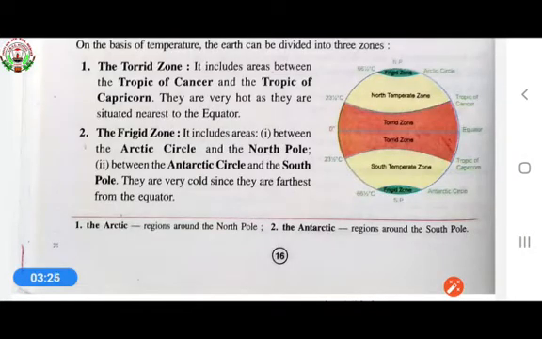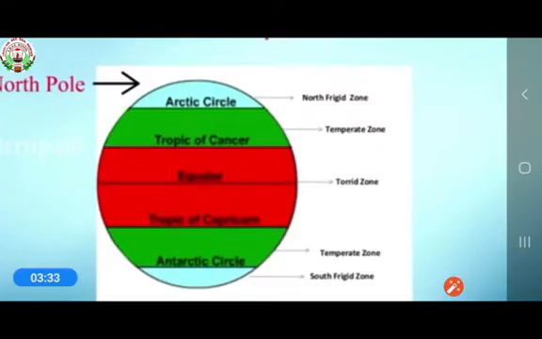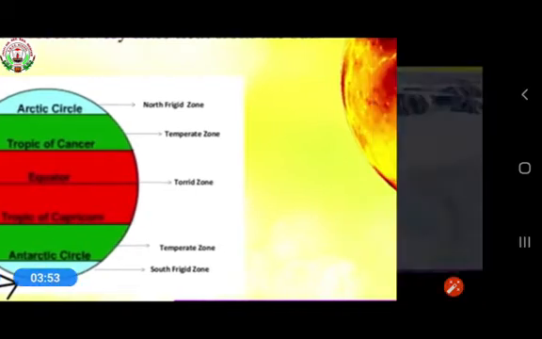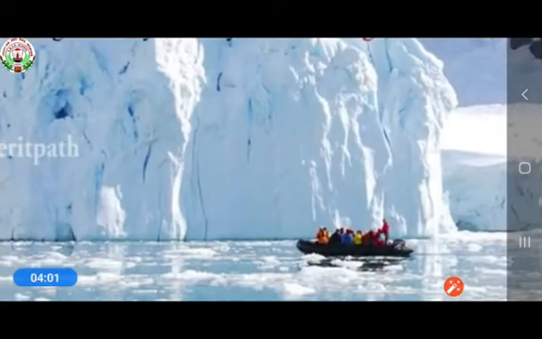The frigid zone. The frigid zones are the areas between the Arctic Circle and the North Pole in the northern hemisphere, and between the Antarctic Circle and the South Pole in the southern hemisphere. They receive very little heat from the sun. They are very cold and a large part of them is covered with snow throughout the year. They are called frigid zones.